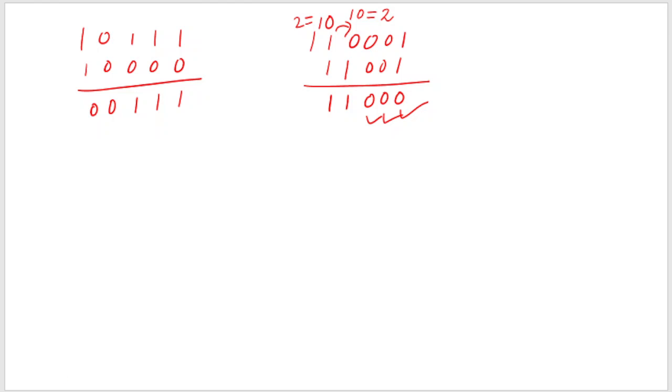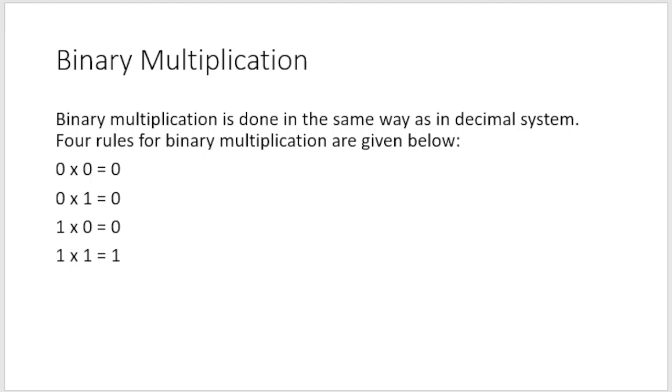Now moving ahead, I am going to talk about binary multiplication and binary division. In binary multiplication also the rules remain the same. The rules are that 0 into 0 will be equal to 0, and 0 into 1 will be equal to 0. The only thing is that 1 into 1 will be equal to 1. So I am going to take examples to illustrate.